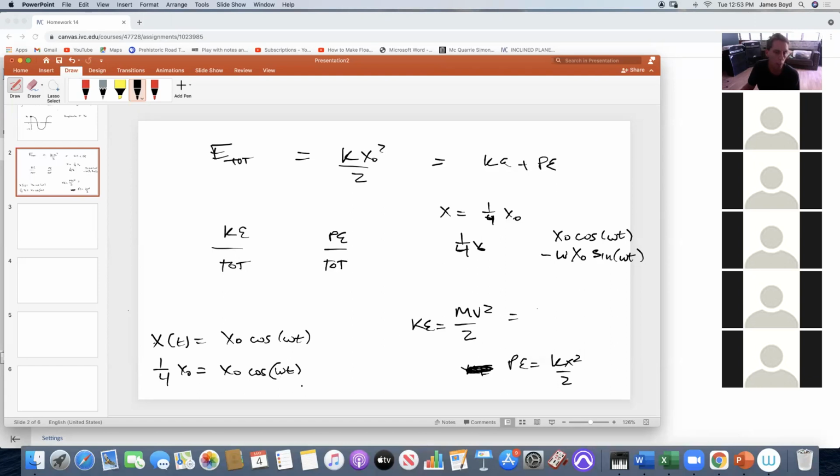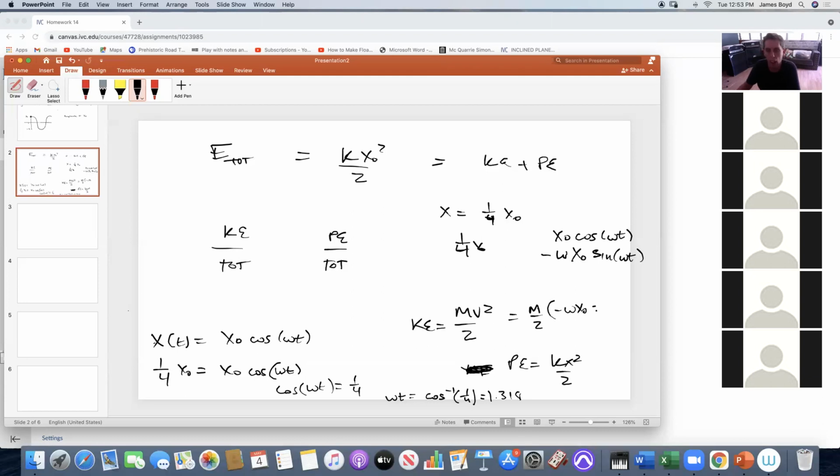We can find omega t from this. Divide through by x naught and you get that cos omega t is 1/4. Omega t is arccos of 1/4, which if I do that with my calculator, remember in radians, I get 1.318.